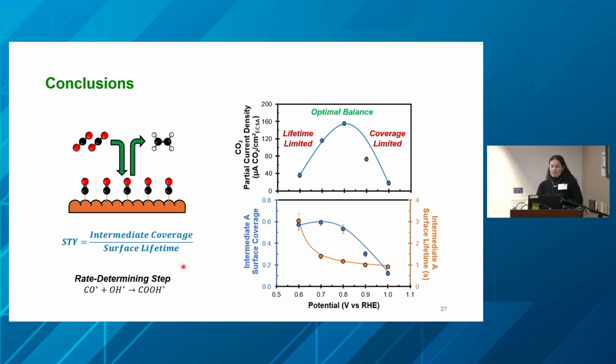And we understand that the rate determining step of methanol oxidation is the chemical coupling of CO and surface hydroxide. Therefore, we see that at these lower potentials at 0.6 and 0.7, we're lifetime limited, just by how long the intermediates are on the surface, because there isn't a lot of oxygen on the surface. But at these higher potentials, we're coverage limited, because now the surface is being overpopulated by oxygenated species, and methanol is not able to adsorb to active sites.